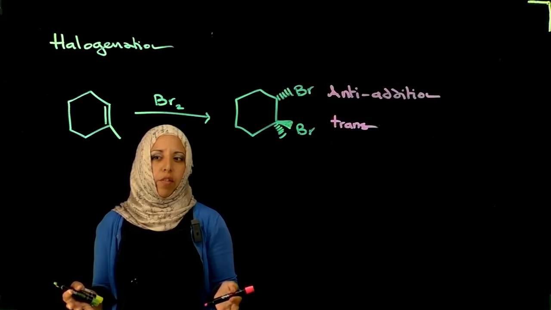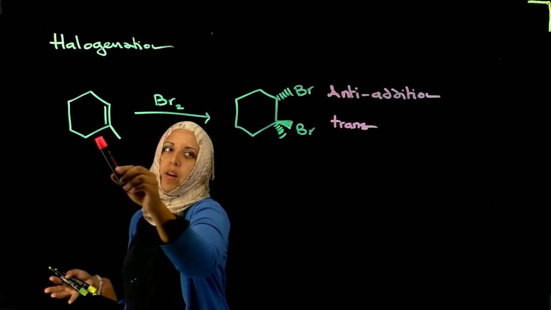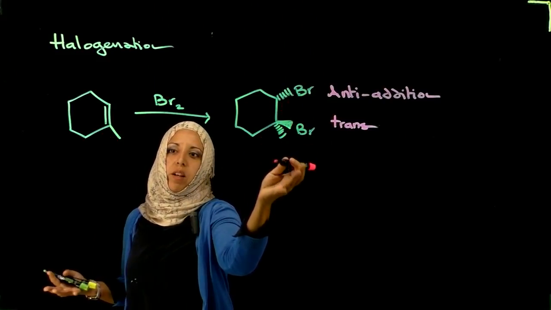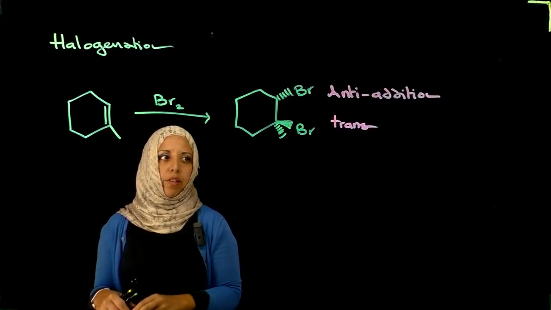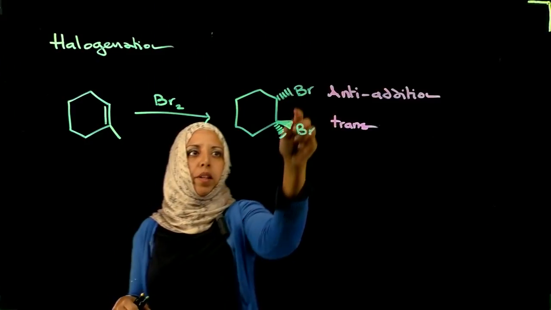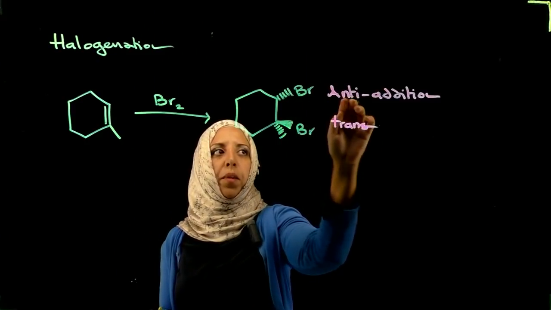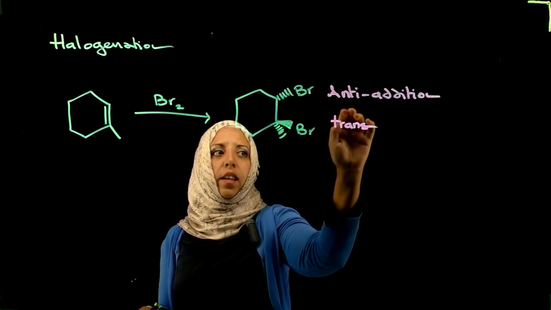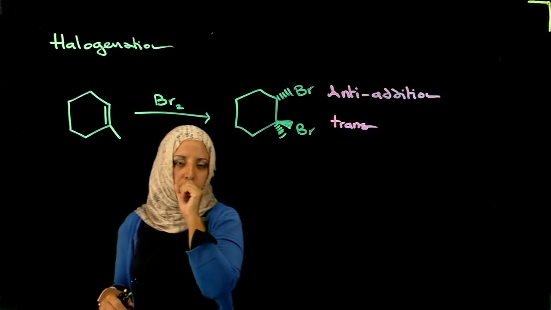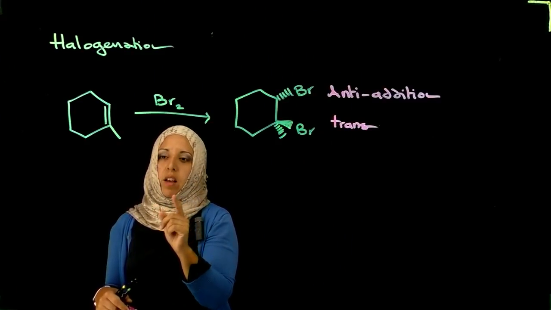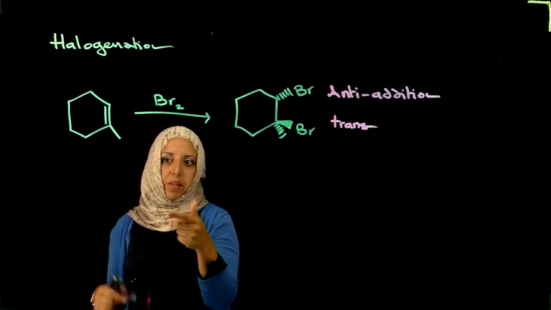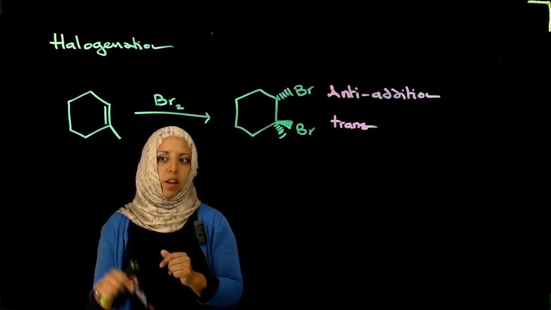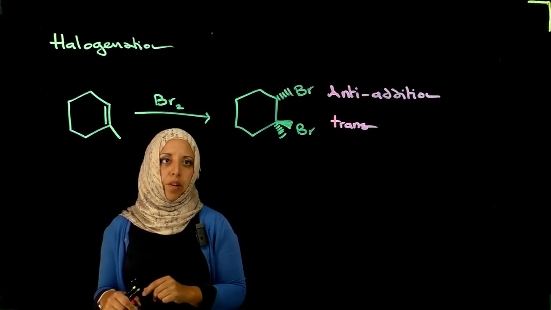Does it matter? Is it a Markovnikov or an anti-Markovnikov? Well, they're both bromines, so they're both exactly the same, so we can't really say Markovnikov versus anti-Markovnikov, but it's an anti-addition. Both bromines are added trans to one another. And if you recall, in the ring opening of an epoxide, the two substituents across that carbon-carbon bond are anti to one another.